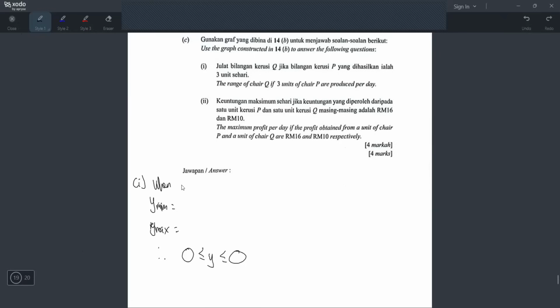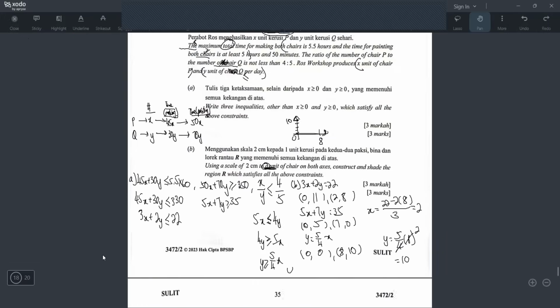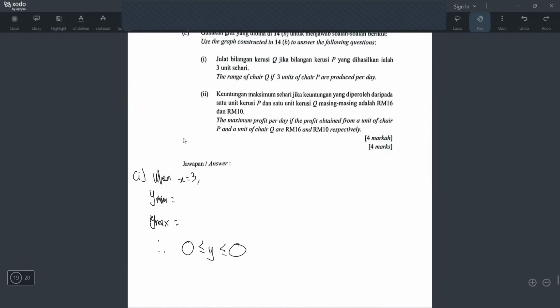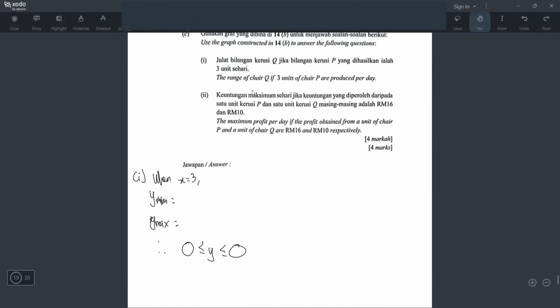So chair P must be X then, when X equals 3, right? So if they want you to find Q, then they will need to give me P, right? So they give me P is 3. So P is X. So when X equals 3, find the Y minimum and Y maximum.